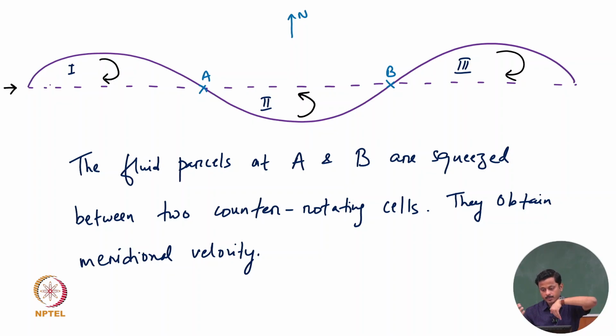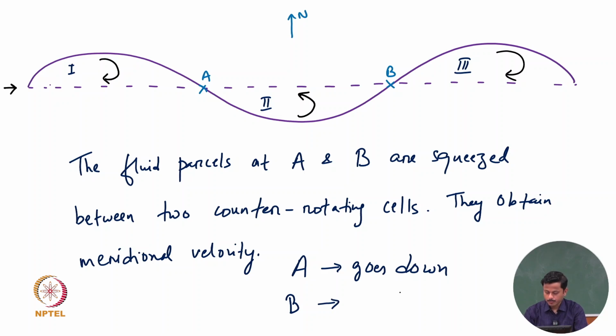So from this figure, we know that A will go down because there is something pushing downwards from the left and pulling downwards from the right. So A goes down. The analogy with the gear is just to give you a physical picture. So point B goes up. A goes down, B goes up.